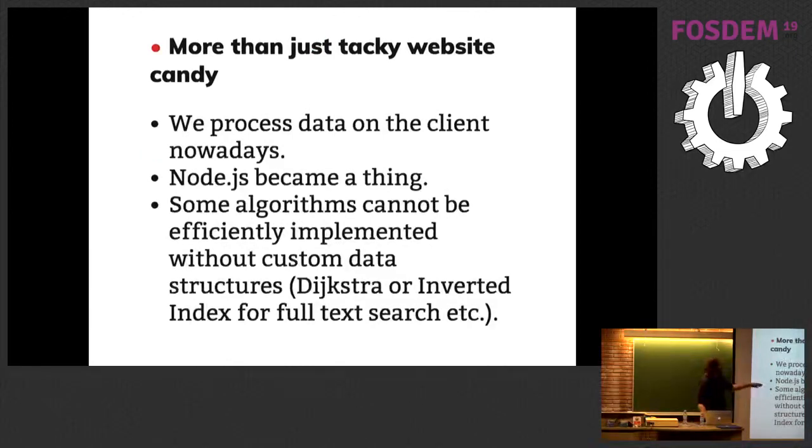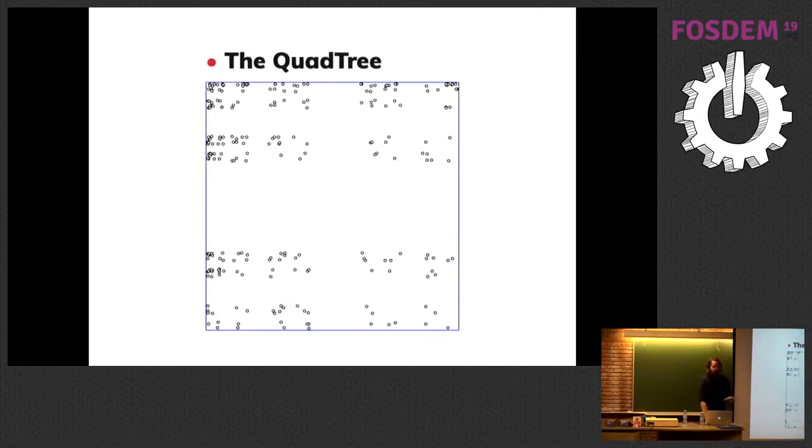So Node.js became a thing. We have to process a lot of data on the client to be able to power useful applications. And sometimes you have algorithms which cannot be implemented without the use of custom algorithms and data structures. Dijkstra, for instance, for the one who knows. And I will show you a concrete example.